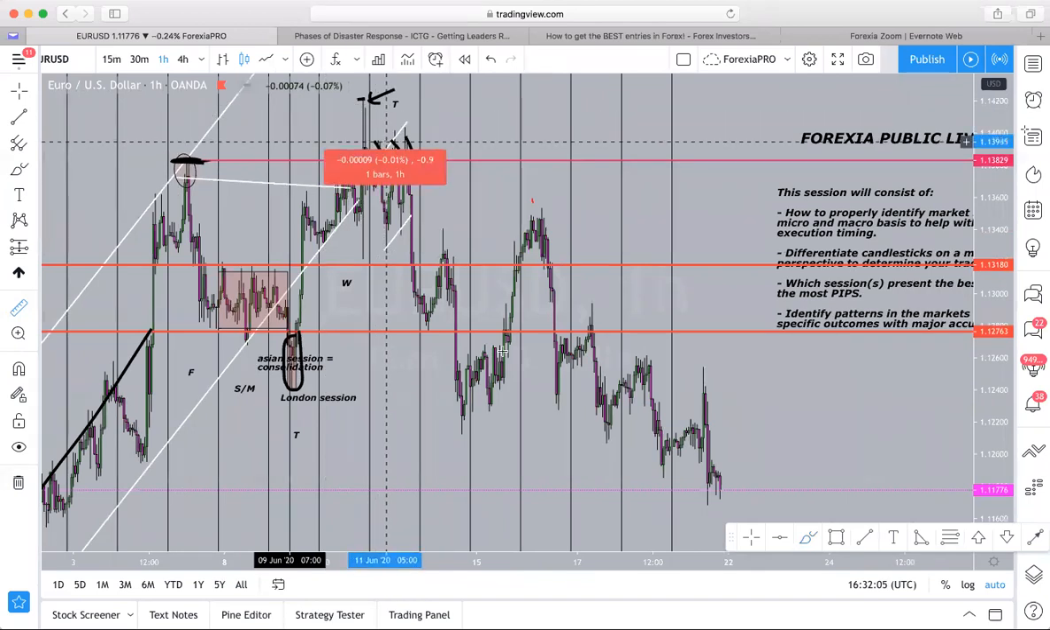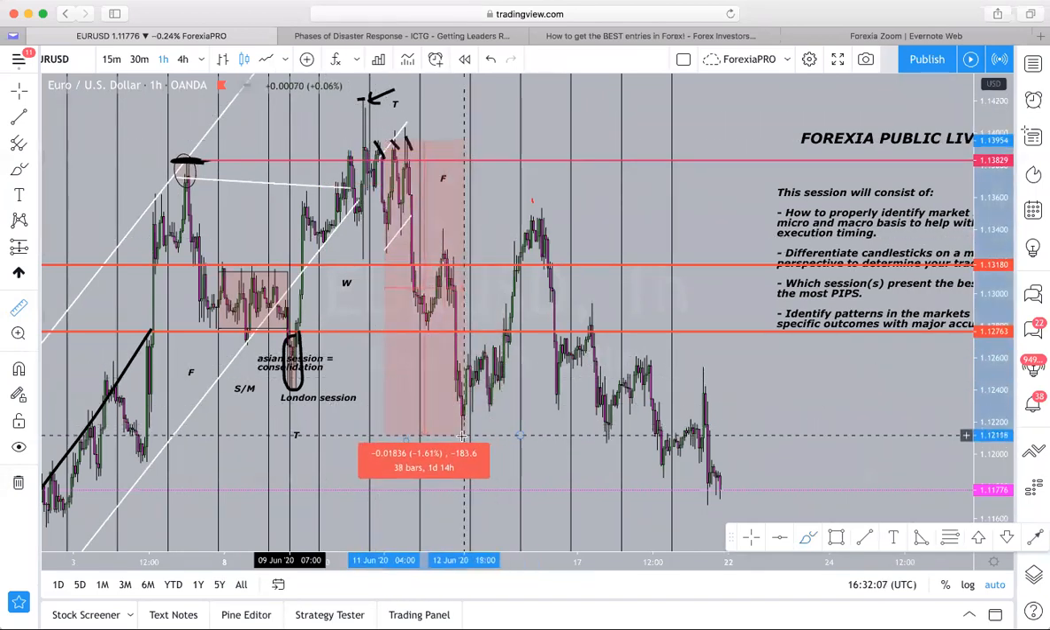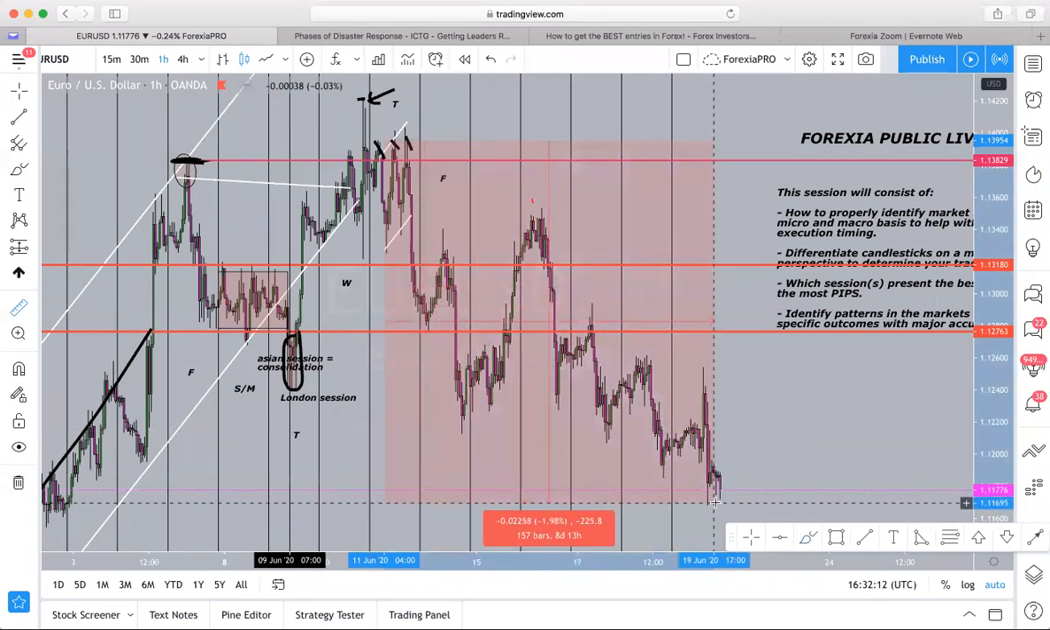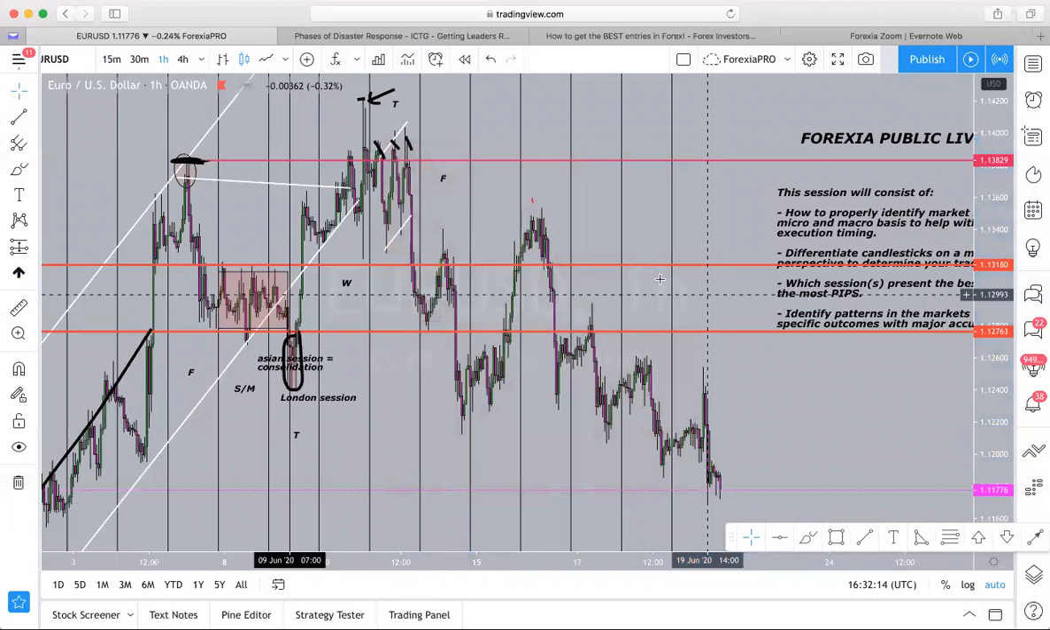This move was 180 plus pips in about a day and a half. Total about 225 pips.